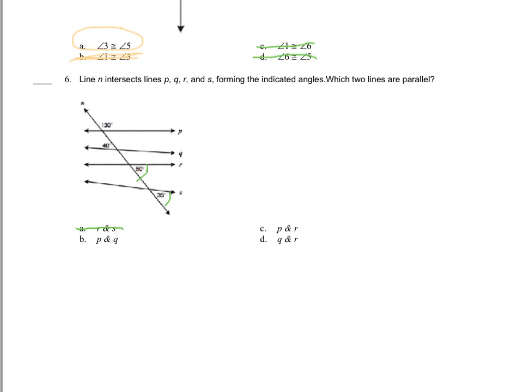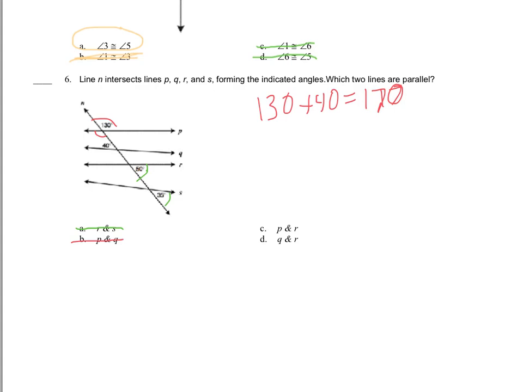If that angle is 130, then this angle also is 130. And if the lines were parallel, then 130 and 40 should equal 180, because they should be supplementary. But we get 170, which shows that those two are not parallel either.